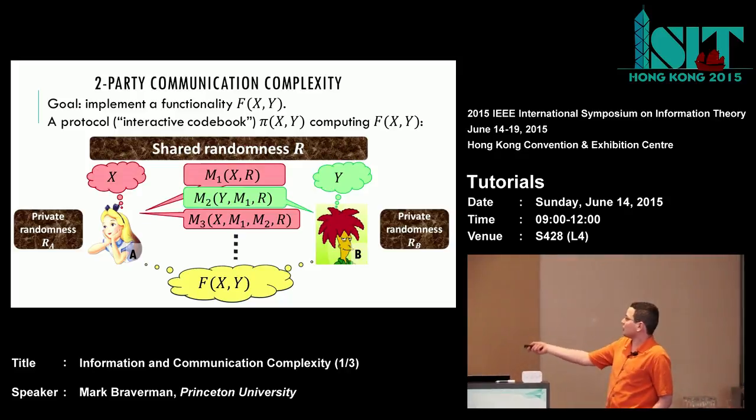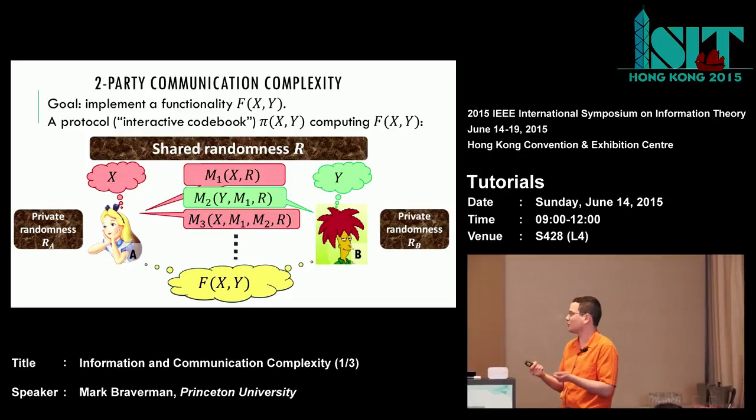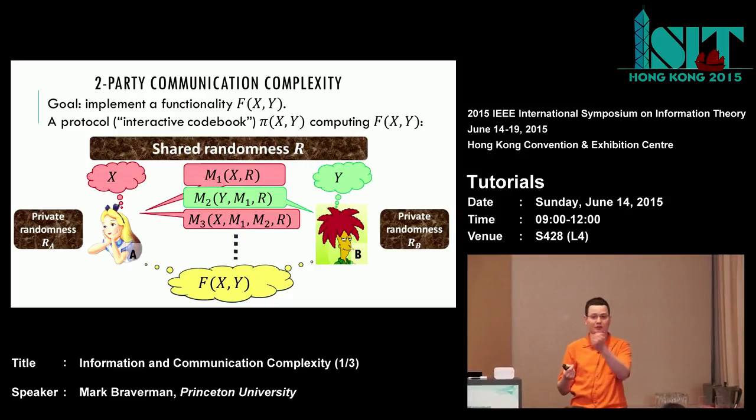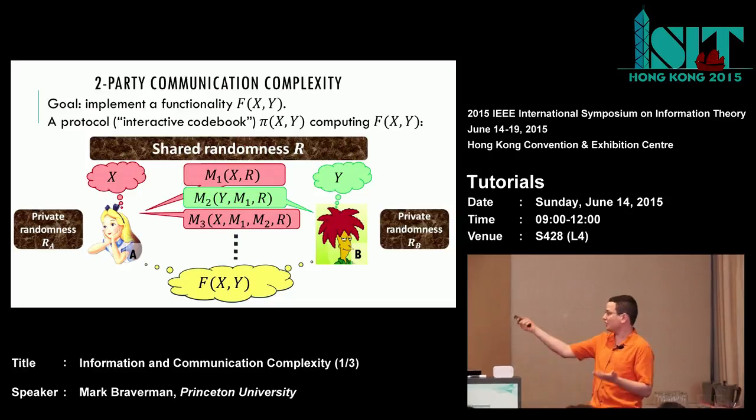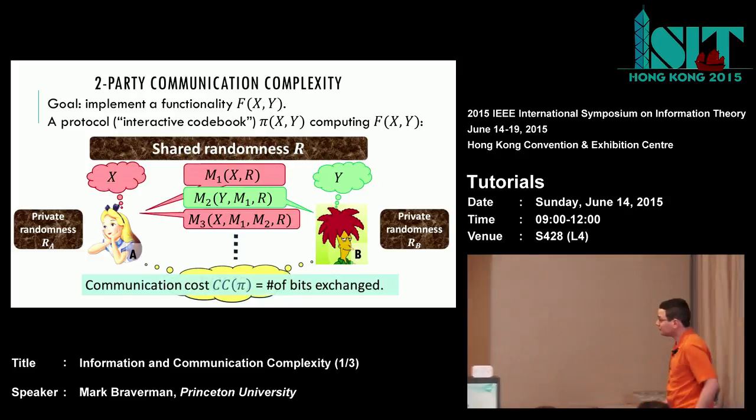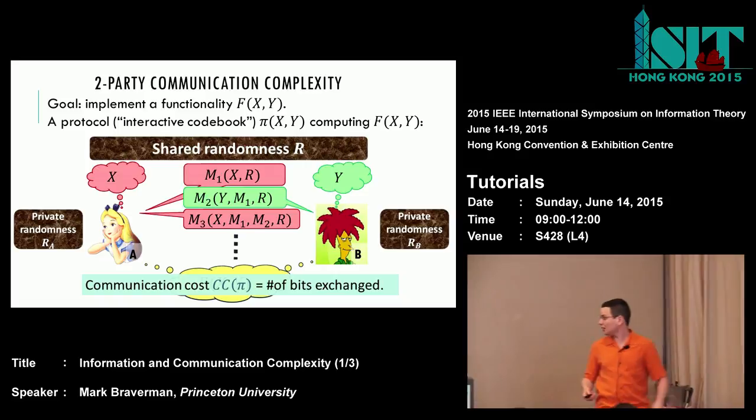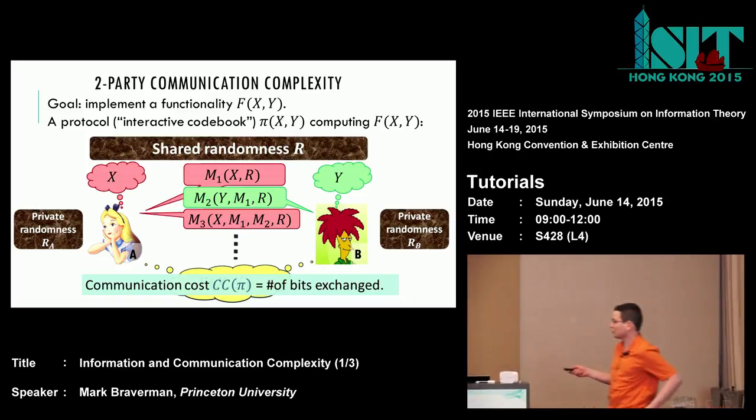And a communication protocol is just a sequence of functions that tell each party what to say. The first message depends on the input and on the randomness. The second message and each subsequent message depends on the input of the party who is speaking, the randomness, and the conversation so far. So formally, this is what a communication protocol is: a series of functions that depend on the past, on the input, and on the randomness. And the communication cost of a protocol is the number of bits exchanged during the execution of the protocol.